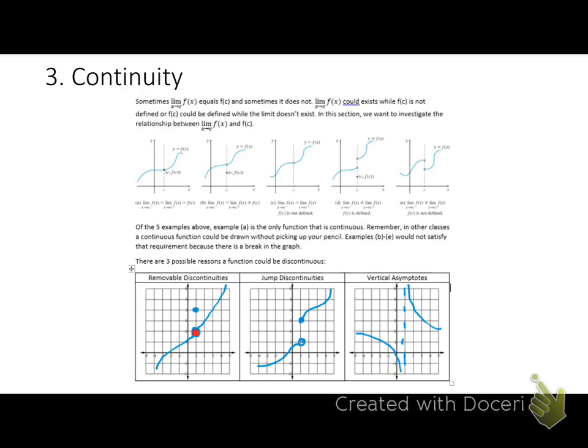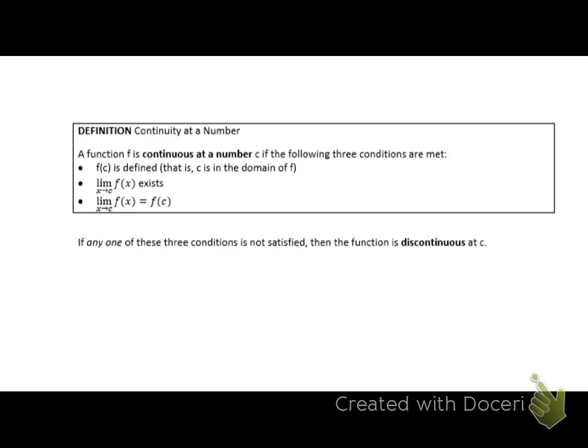If the limit doesn't exist, that means you have a jump discontinuity or an asymptote where they don't come together anyway. So it doesn't matter if it's defined or not, but if it's not defined, then it's definitely not continuous. So keep that in mind. If any one of these three conditions is not satisfied, then it is discontinuous.